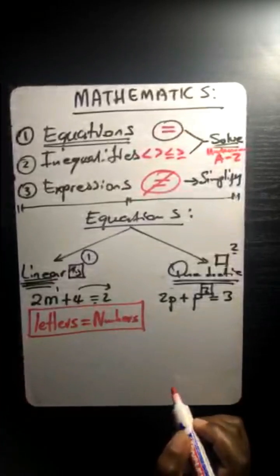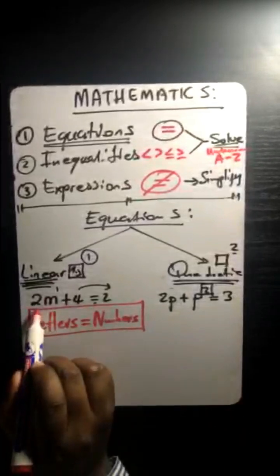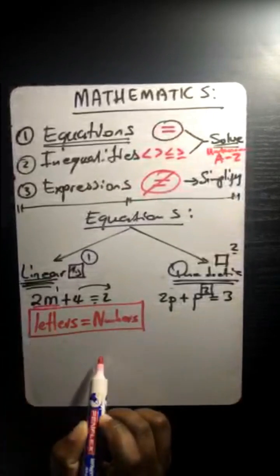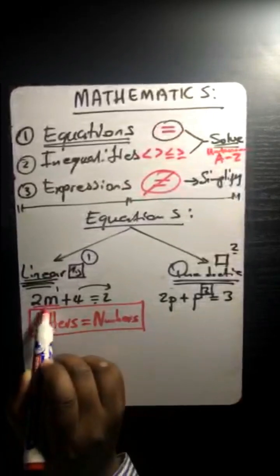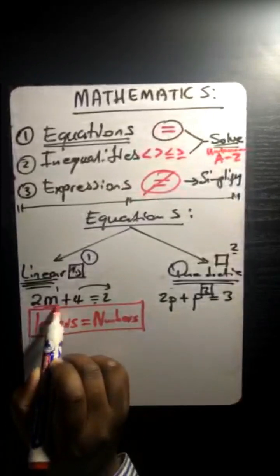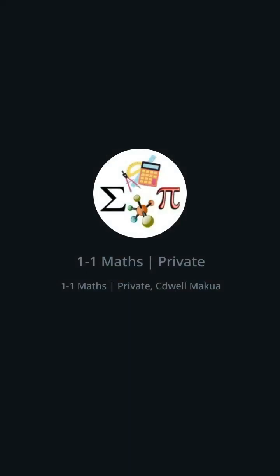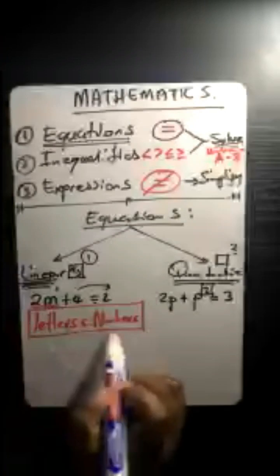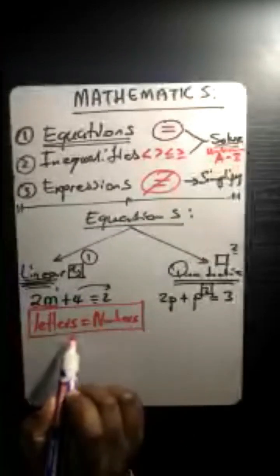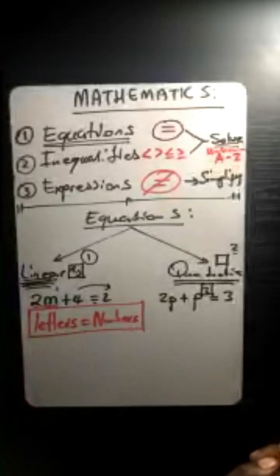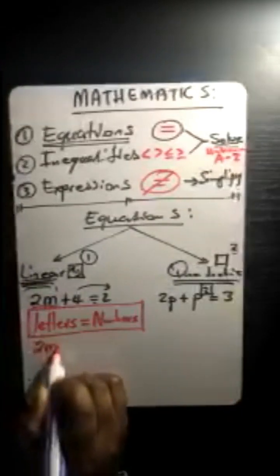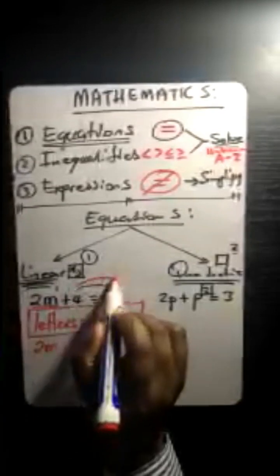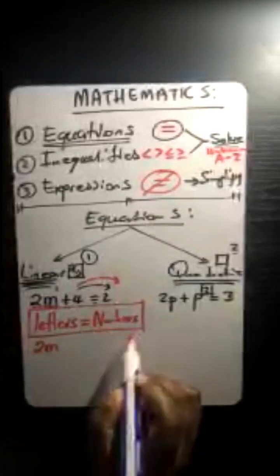What do I mean by that? We have letter m and we have numbers. So let's take away all the numbers to one side and leave the letters on one side. That is why we keep 2m on this side. Then you take away the numbers to the other side.